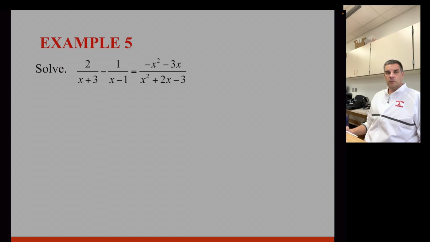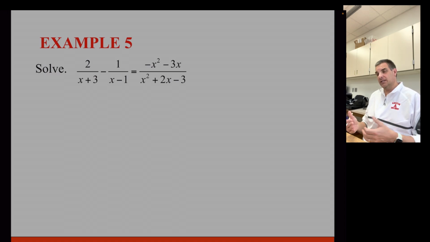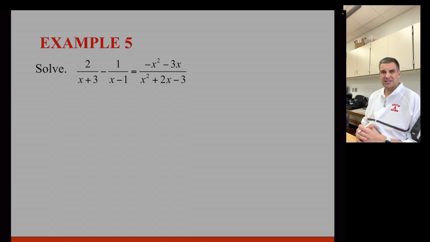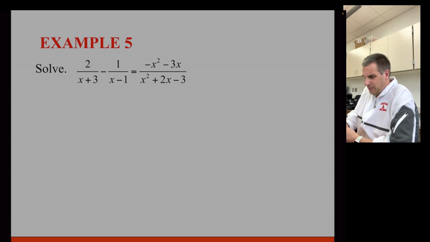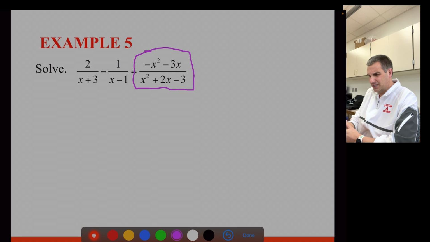Okay, so we've got 2 over x plus 3 minus 1 over x minus 1 equals negative x squared minus 3x over x squared minus... There's an x squared in here. So when I look at this one, what I'm thinking of is, okay, could we possibly simplify this first? If I look at that third term, the negative x squared minus 3x over x squared minus, because it looks ugly, I want to see if I can reduce that. Does that reduce to something different?